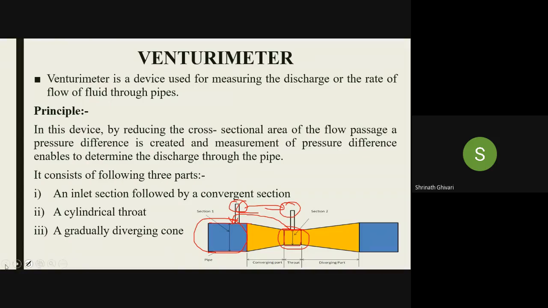A venturimeter consists of three parts. One is an inlet section.